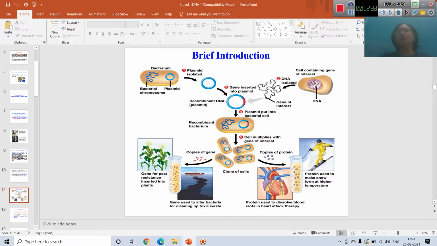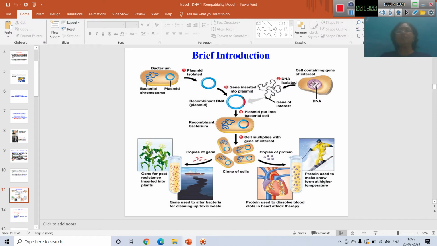Or you can use protoplast fusion, or you can use lysosome-mediated fusions, etc., or polyethylene glycol fusion. So many more methods are available for transferring this recombinant DNA into the eukaryotic cell. But in a prokaryotic cell, it is a much easier method.